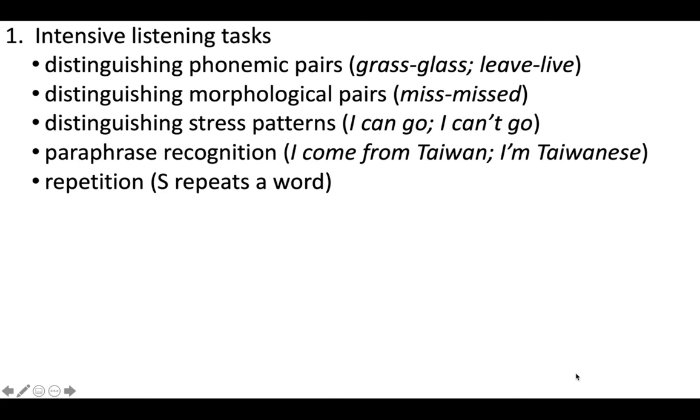All right, the first type of task that you can do in the classroom is the intensive listening task, whereby the learners distinguish phonemic pairs such as grass, glass, leaf, leaf, and then distinguishing morphological pairs such as miss, missed, and then distinguishing stress patterns, I can go, I can't go. Do you understand? Paraphrase recognition, I come from Taiwan, I'm Taiwanese. Repetition, such as the student repeats a word, so things like that.